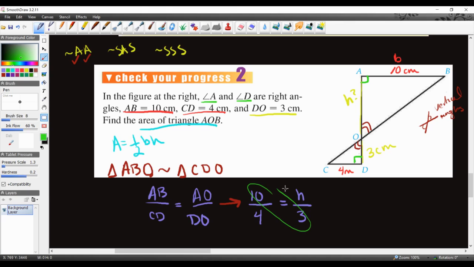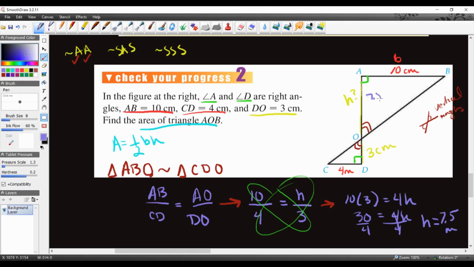Okay, cross multiply. So we are left with 10 times 3 is equal to 4H. 10 times 3 is 30, so 30 equals 4H. Divide both sides by 4, and H is going to equal 7.5 meters. So this right here is 7.5 meters.